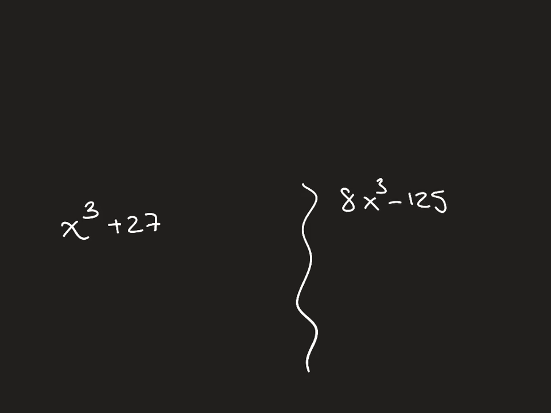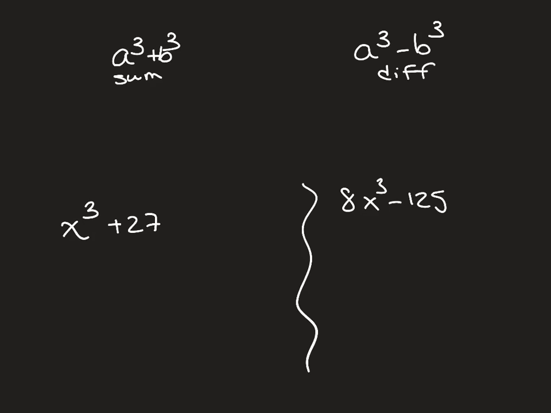I'm going to put them down here. The first one says x cubed plus 27. And the other one says 8x cubed minus 125. So if you have a cubed plus b cubed or a cubed minus b cubed, this is the sum of cubes and this is the difference of cubes.